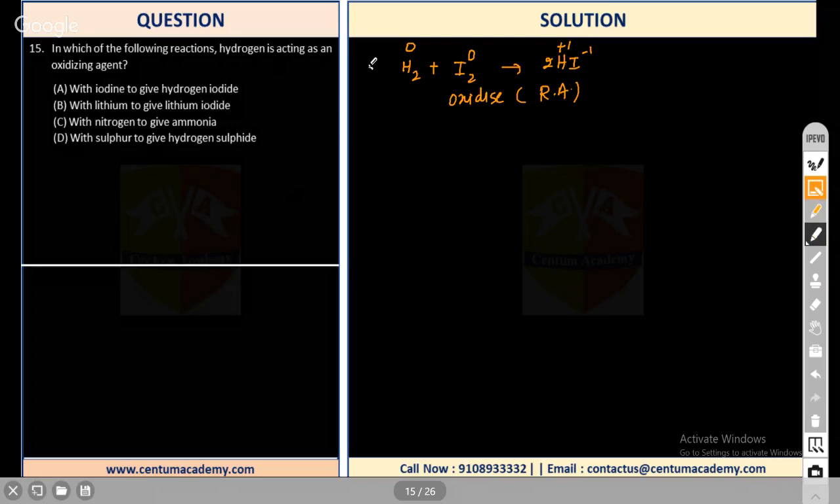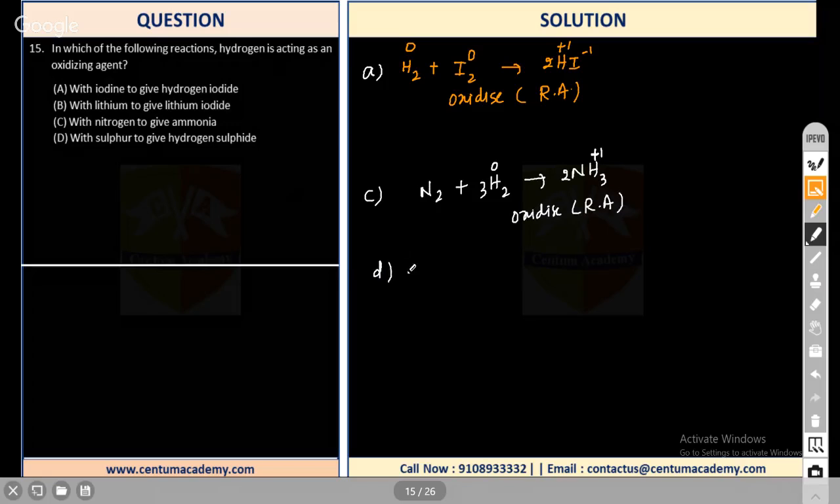Third option. This is option A. Third option. Nitrogen combines with H2 to give NH3. We are not concerned with the balanced equation here. If you want to balance it, it will be 2NH3 and 3H2. It is 0, again -1. Sorry, +1. 0, +1, correct? So again you see hydrogen is getting oxidized. So here also it is a reducing agent.